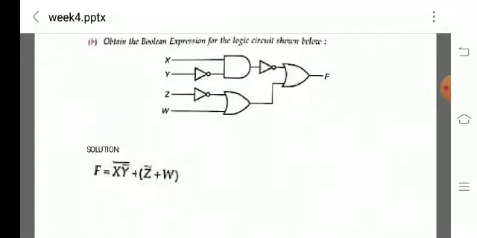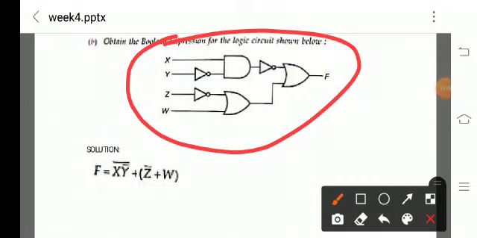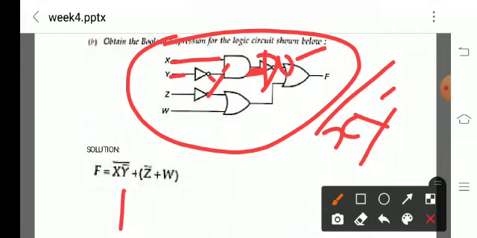And second example: obtain the Boolean expression for the following logical circuit. Now they will give the circuit, and you have to derive the logical expression. Now listen carefully, very important. Y goes inside the NOT gate, so it becomes Y dash. So what is the output? X Y dash. Now this X Y dash comes out of the AND gate and goes inside the NOT gate. What is the output? X Y dash, the whole bar. That's the first one.